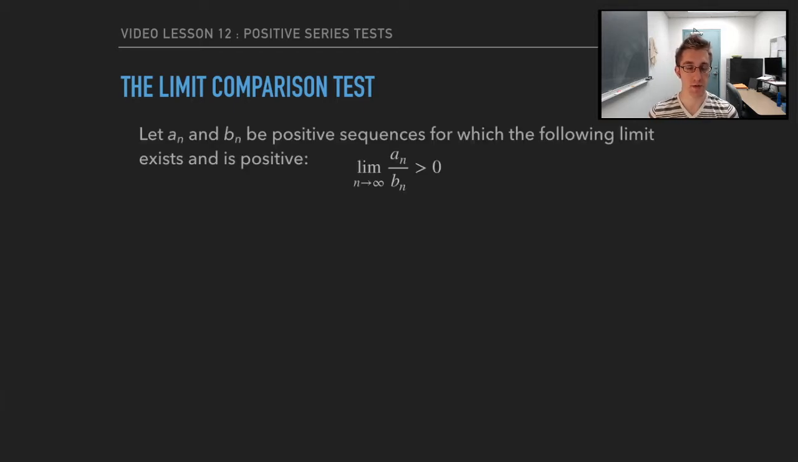So here's what we do. We take two positive sequences, a_n and b_n. Before I write it down, we're interested in the sum of a_n and the sum of b_n as infinite series, but we just consider them as sequences for a moment. We take the limit of their ratios, and if this limit exists and is a positive number, so it's not infinity and it's bigger than 0, then I get the following.